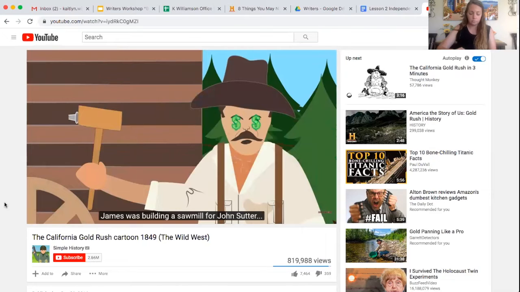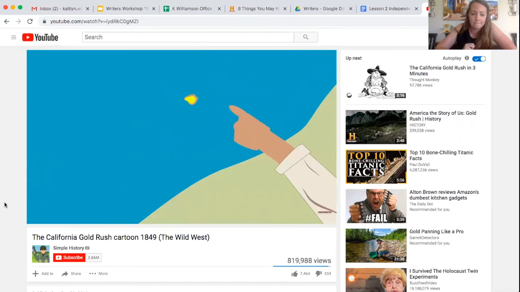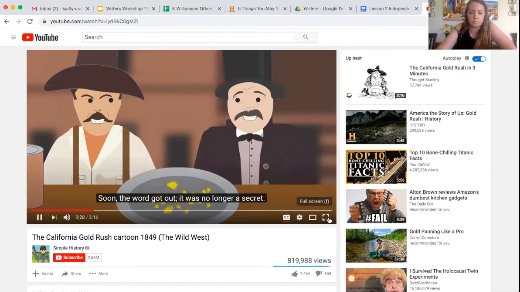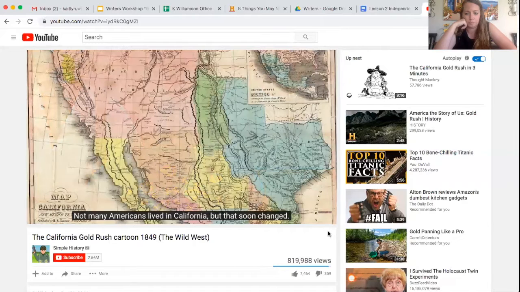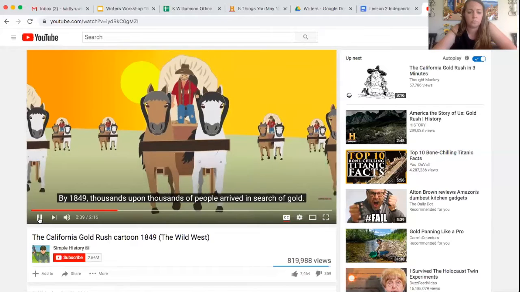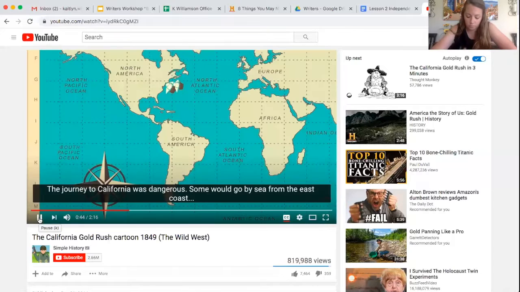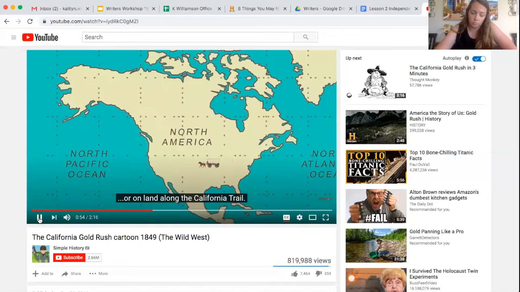James was building a sawmill for John Sutter when he saw something shining in the river. They both tested the metal. It was gold. Soon, the word got out. It was no longer a secret. Not many Americans lived in California, but that soon changed. By 1849, thousands upon thousands of people arrived in search of gold. The journey to California was dangerous. Some would go by sea from the East Coast, or on land along the California Trail.